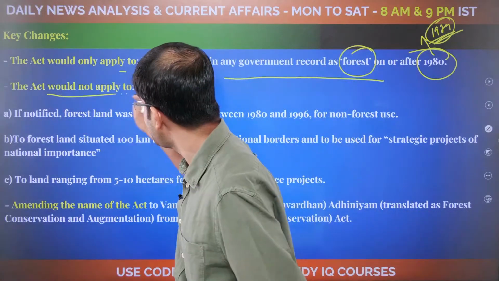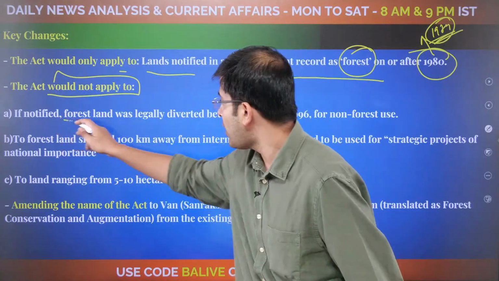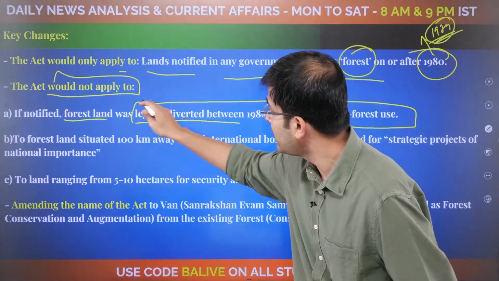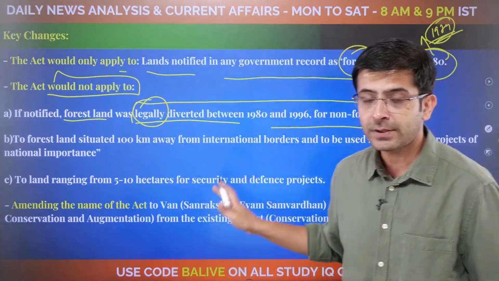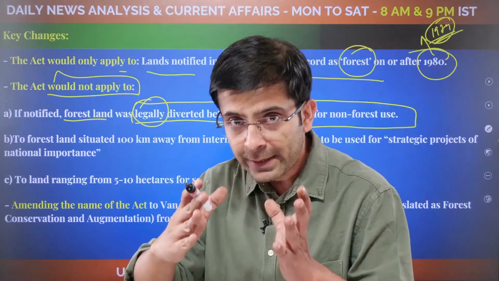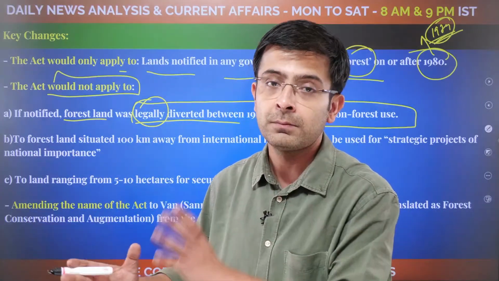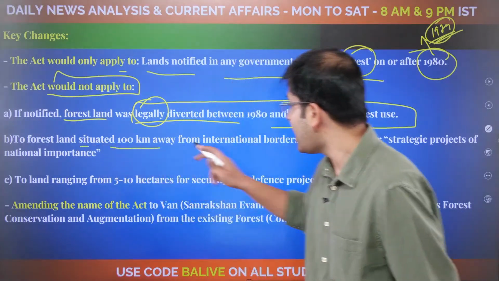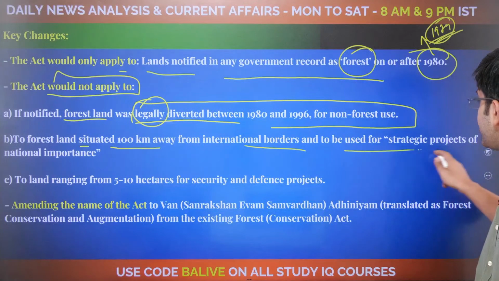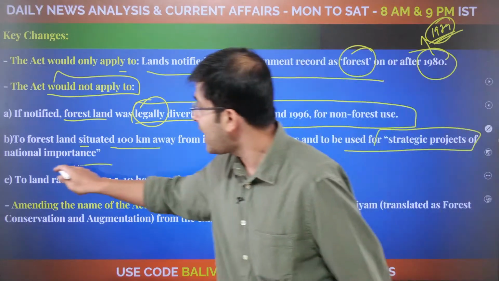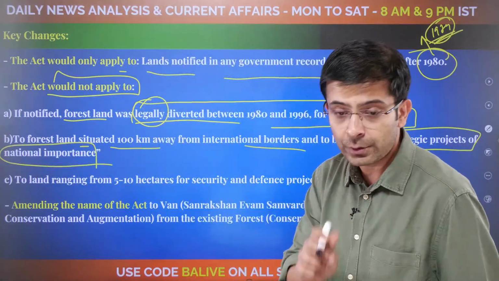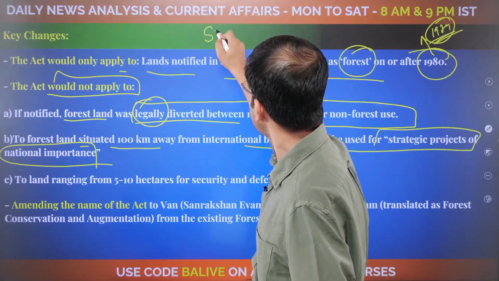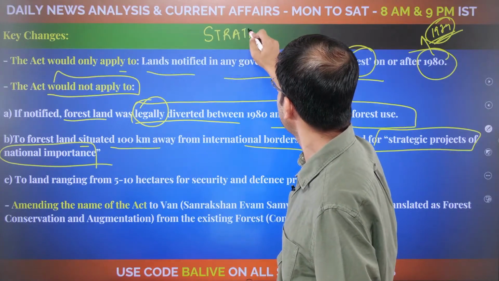So the Act, where does it not apply? If notified forest land was legally diverted between 80 and 96 for non-forest use. See the word legally. If due process was followed in the diversion of a particular forest land for commercial purpose, no problems. Rehne do, exempt hai. Okay. Forest land situated 100 km away from the IB to be used for strategic projects of national importance. In fact, the term that is being used, and be aware of this term, is strategic linear projects.